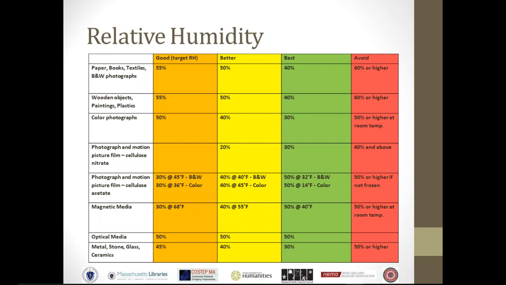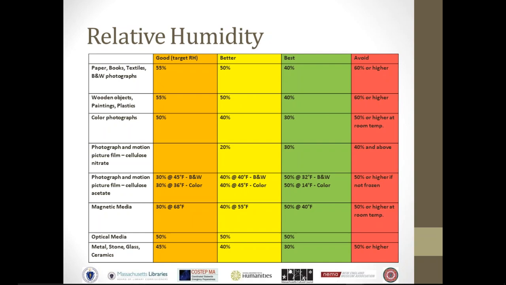So again, like with our temperature, we have our relative humidity chart here, and we're really laying down, again, the good, the better, and the best, and where we really need to avoid. So you can take a moment to take a look at that. Use the charts. They're really helpful. It can be a way for you to justify some movement of collections.